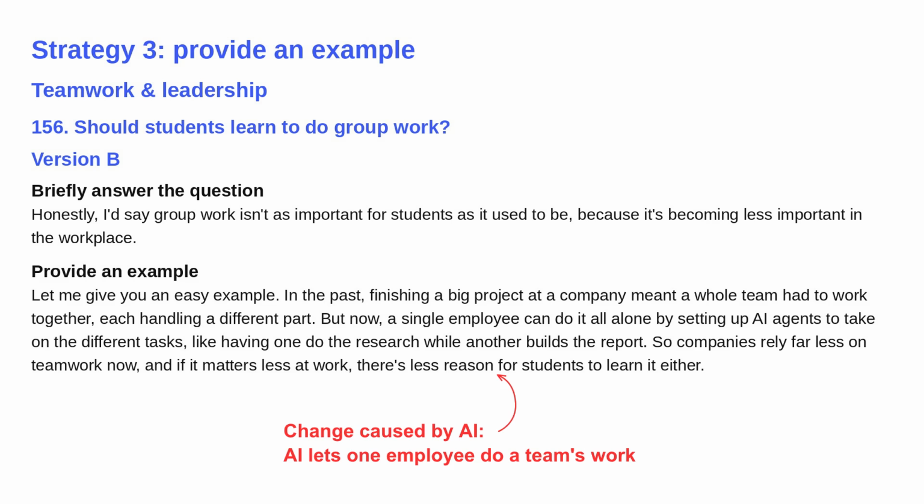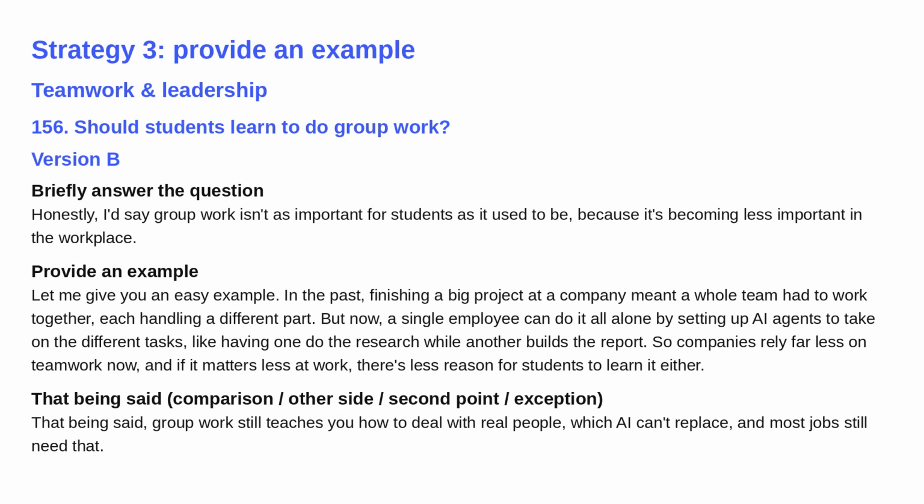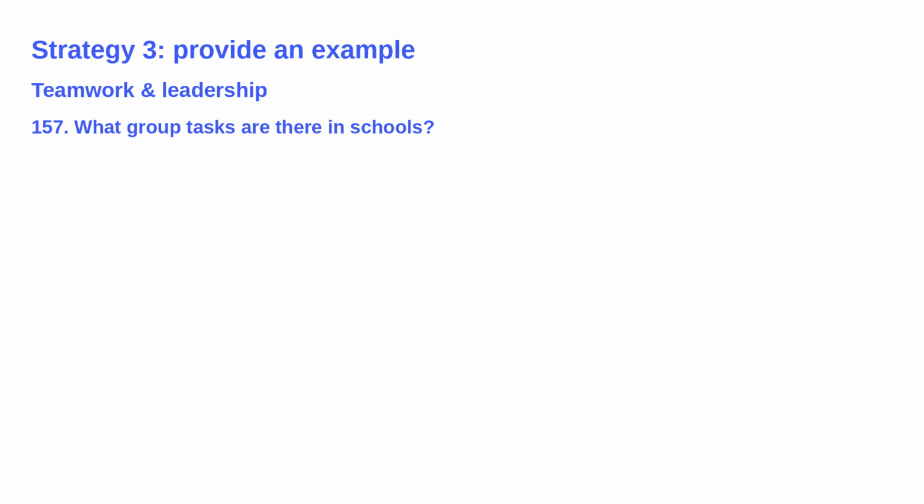In the past, finishing a big project at a company meant a whole team had to work together, each handling a different part. But now, a single employee can do it all alone by setting up AI agents to take on the different tasks, like having one do the research while another builds the report. So companies rely far less on teamwork now. And if it matters less at work, there's less reason for students to learn it either. That being said, group work still teaches you how to deal with real people, which AI can't replace. And most jobs still need that.